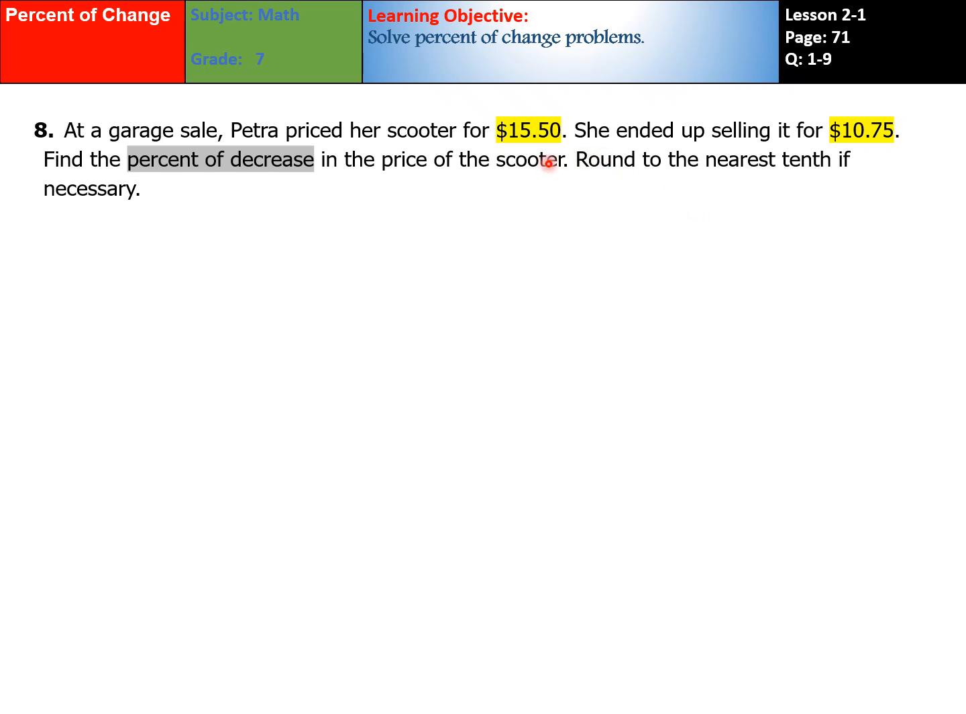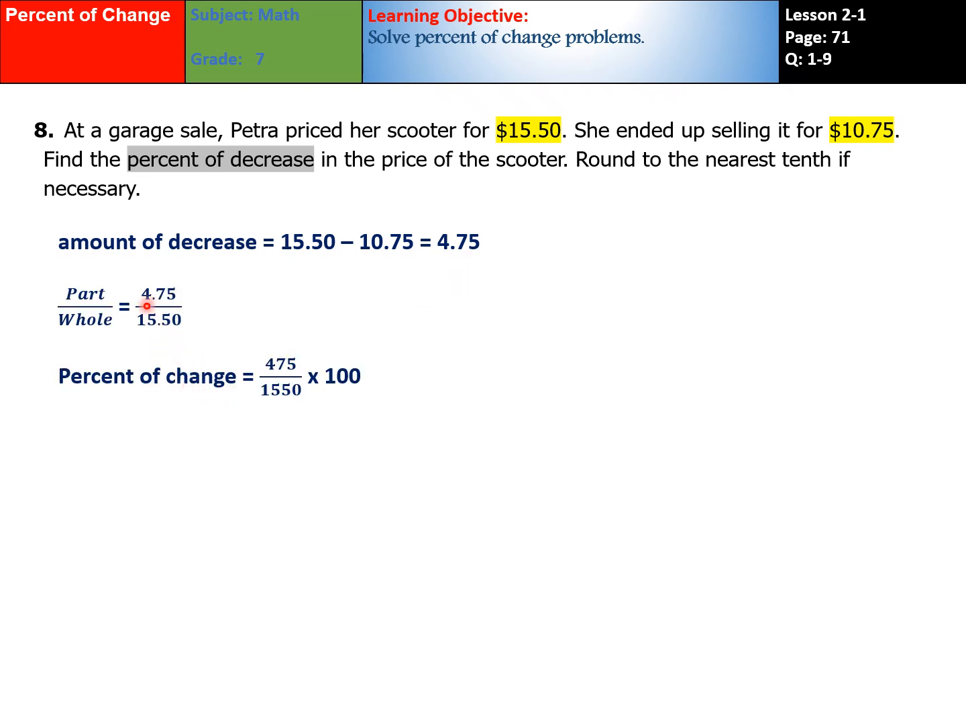Initially, the price was 15.50, then it became 10.75. So first of all, find the difference. That is 4.75. Now, what is the fraction? 4.75 divided by 15.50. Now, in this question, I just multiplied the numerator and denominator by 100, so I got rid of the decimal point.